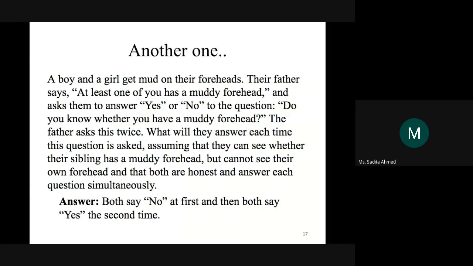The boy, think about the boy. The boy knows that the girl has a muddy forehead. He does not know about his own. So what are the possibilities? The possibility is that I have a muddy forehead or I do not have a muddy forehead. If I do not have a muddy forehead, then what would have been her answer to the first question? If I do not have a muddy forehead, her answer to the first question would have been yes. But it was not yes. It was no. Then it must mean that I have a muddy forehead.